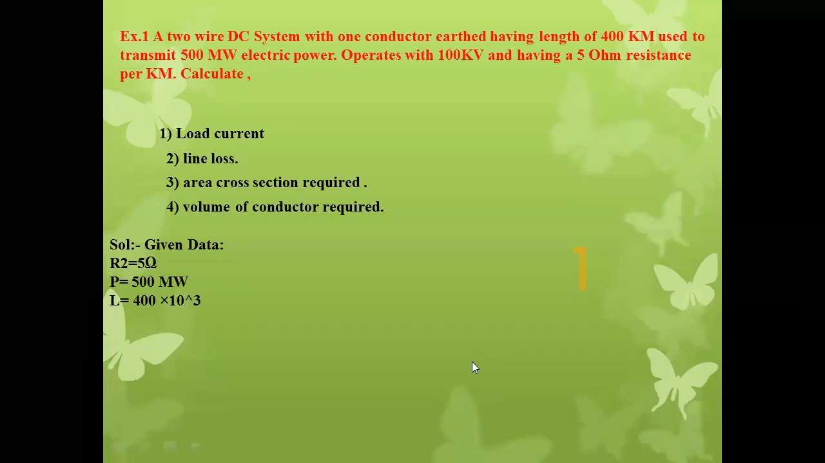May I calculate the line losses like this? Yes, tell me. So tell me how much line loss will be there? 2 into I1 square into R1. I1 is how much? 5000 ampere. We have to square that one and multiply with 5. So finally tell me how much amount of loss will be there? Line losses will be how much?